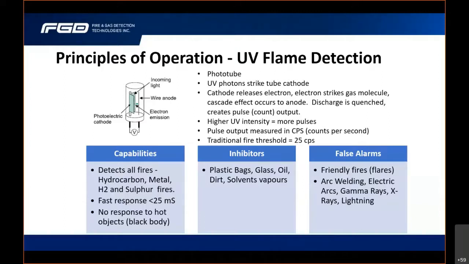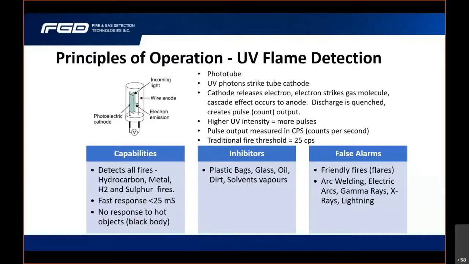As a result, UV flame detectors have historically been used for many years for munitions type manufacturing because they were so fast. Typically, you would get a response in less than about 25 milliseconds. The beauty of a UV detector is that it can detect virtually all types of fire, because a fire is emitting light energy, whether it be visible or invisible.